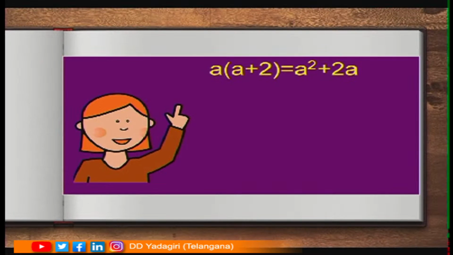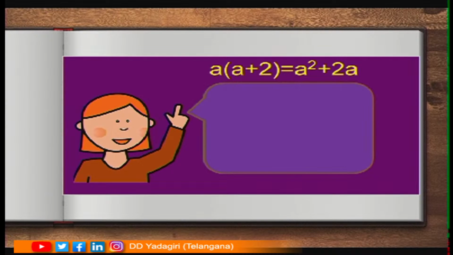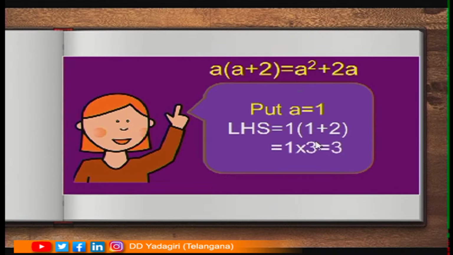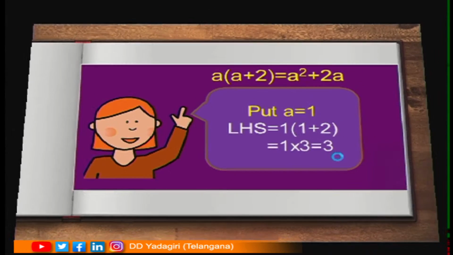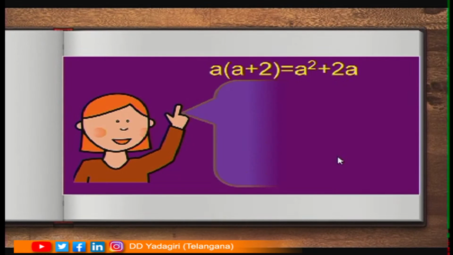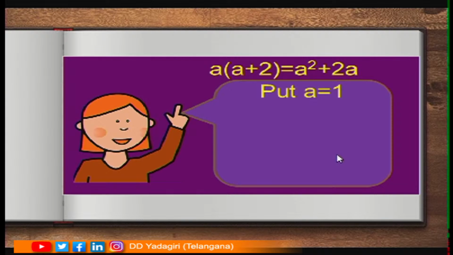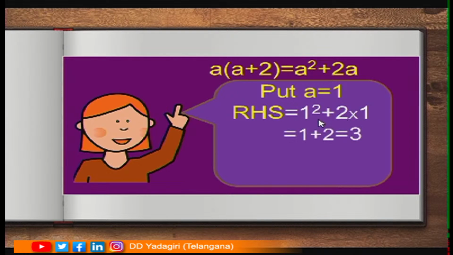When I substitute a is equal to 1 on the left hand side, the left hand side is 1 into 1 plus 2. So, 1 plus 2 is 3, so it is 1 into 3, which is 3. When you substitute the same value a is equal to 1 on the right hand side, the RHS is a square plus 2a, so 1 square plus 2 into 1. 1 square is 1 and 2 into 1 is 2. So, 1 plus 2 is 3. So, you got the left hand side and right hand side the same for a is equal to 1.